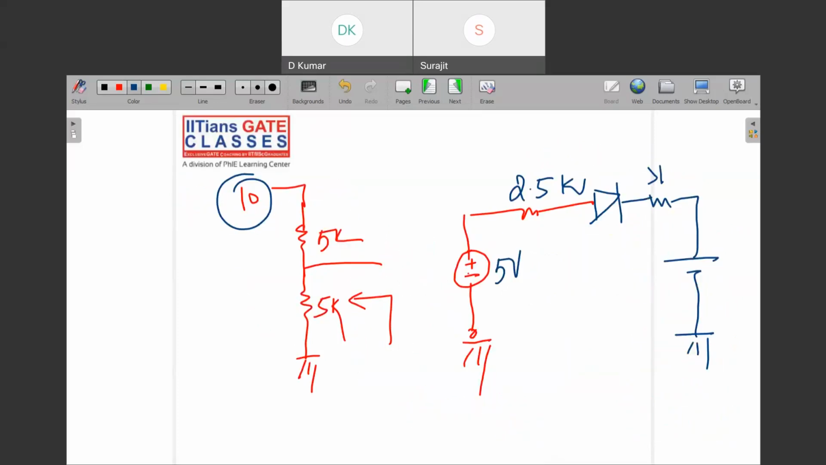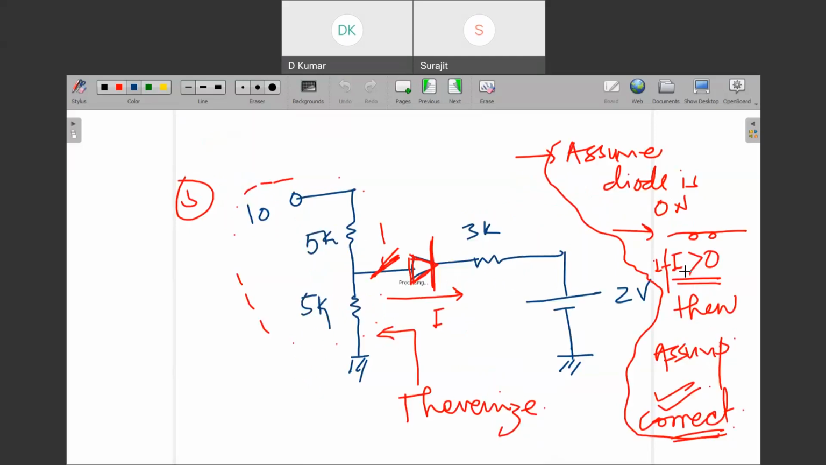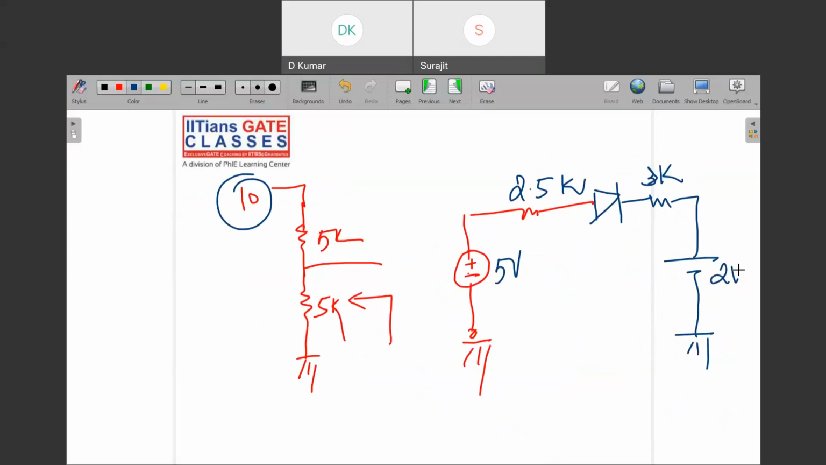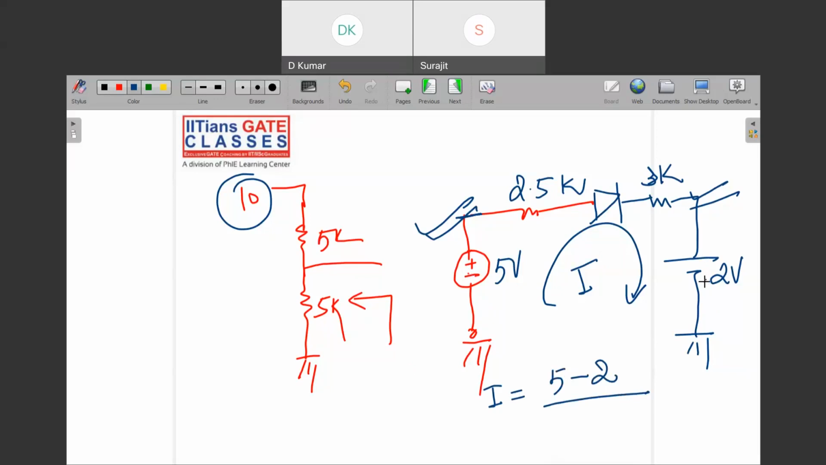So this is 3K. Now you can directly tell whether the diode is on or off if you know the potential. This is 2 volt. Definitely the diode is on because this potential is greater than this potential. Now you don't have to replace anything, you can directly write I. I will be 5 plus 2 minus, and plus 2 minus. If there is a plus here and minus here, you have to take plus. 5 minus 2 by 5.5. So you will get the answer here.